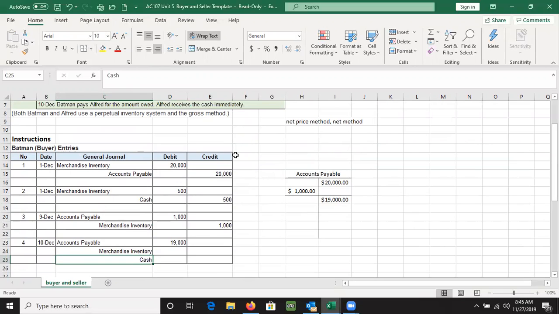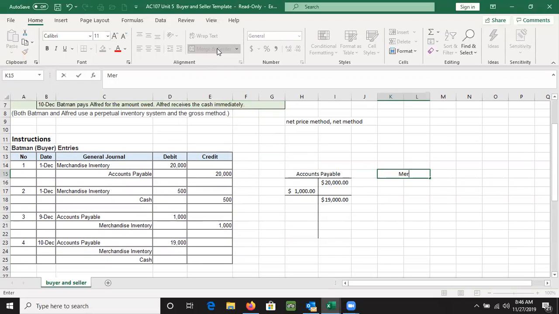Okay, but here is what we're going to look at. Here's how we're going to tackle this. Originally, the inventory cost $20,000. Then Batman returned $1,000. So in the same breath, Batman has another T chart for merchandise inventory. He originally debited it for $20,000, credited it for $1,000. So the value of the inventory is $19,000.